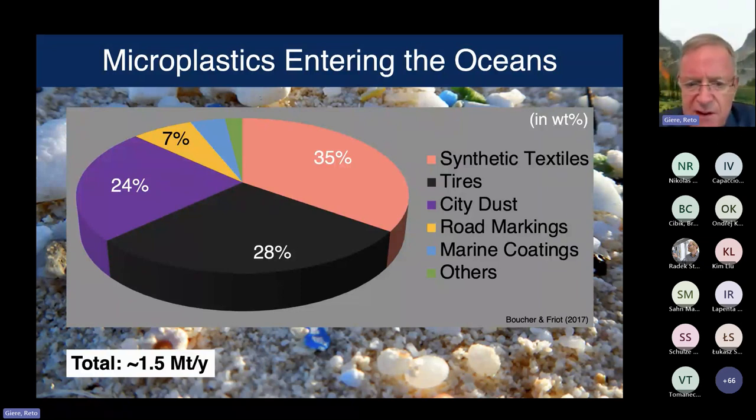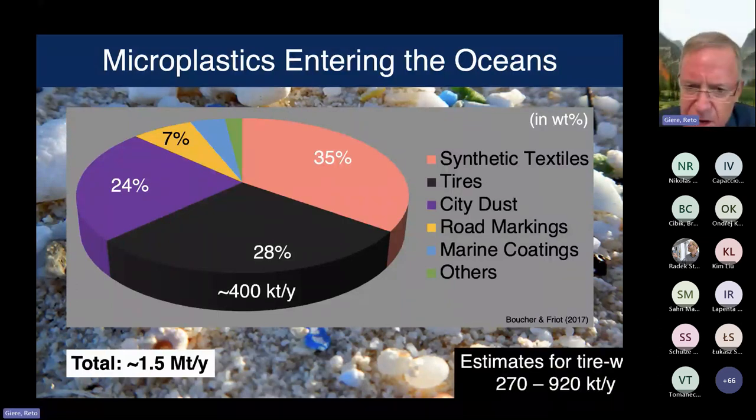And of these 1.5 million tons, if you take 28%, this is roughly 400,000 tons per year that end up in the ocean. So compared to the 6 million tons that we emit globally, it is a significant portion that ends up in the oceans.